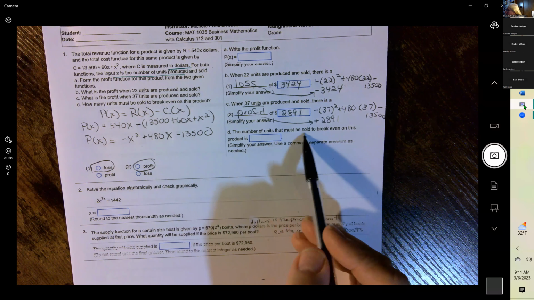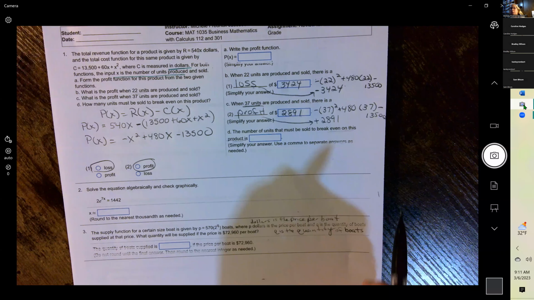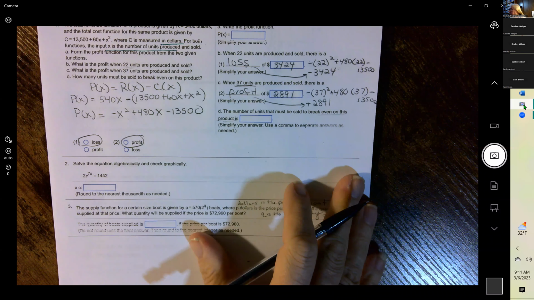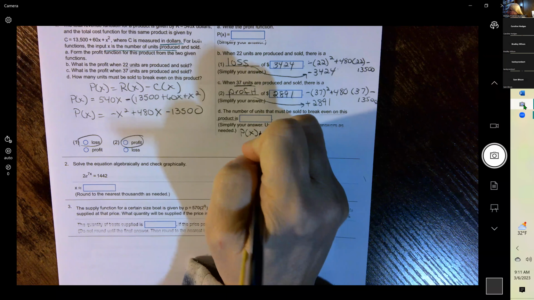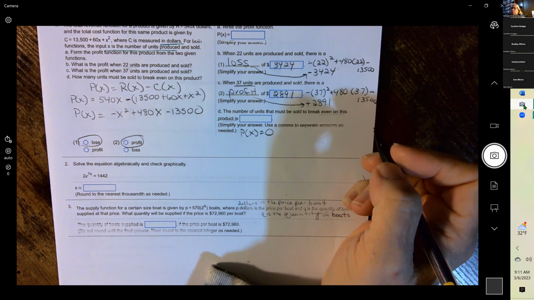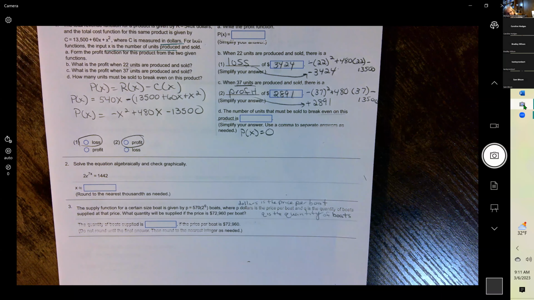Find the number of units that must be sold to break even on this product. To break even, profit equals 0. And that's another formula you can put. You either set profit equal to 0 or revenue equal to cost. Since we had to find the profit function, it's easier to set profit equal to 0.